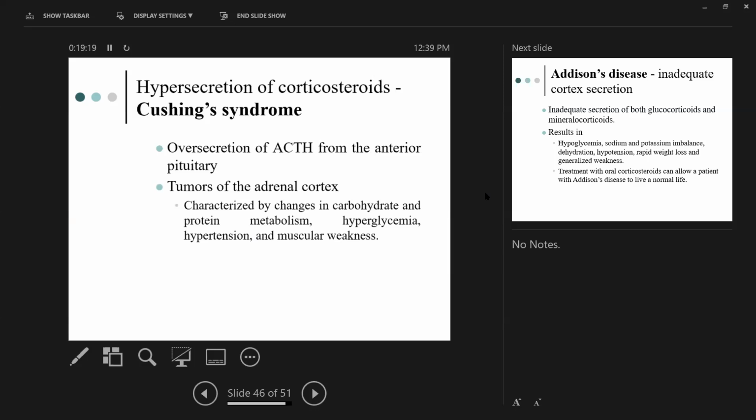This will cause profound changes in both carbohydrate and protein metabolism. And you'll have hyperglycemia and hypertension and muscle weakness. And you'll have changes in your behavior and your personality and your memory and things like that. Your immunity will be lower. You'll store more body fat.